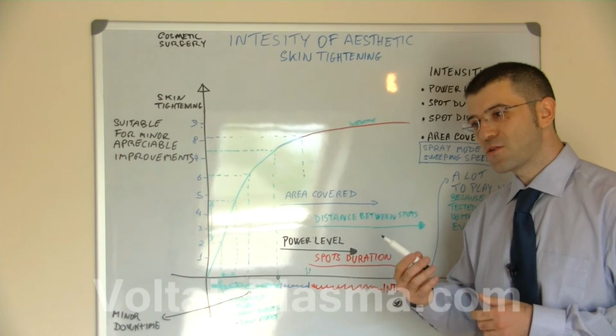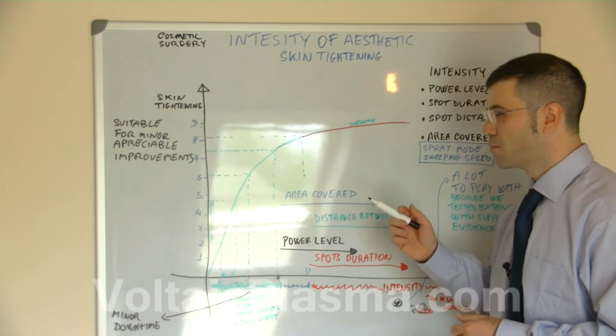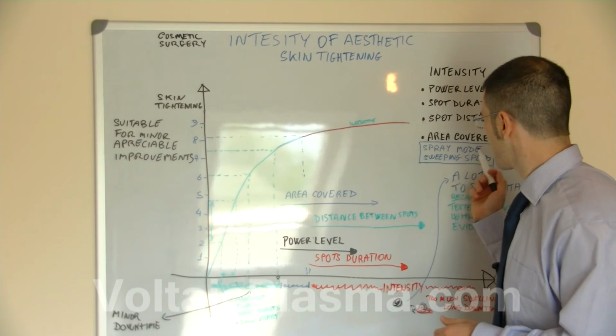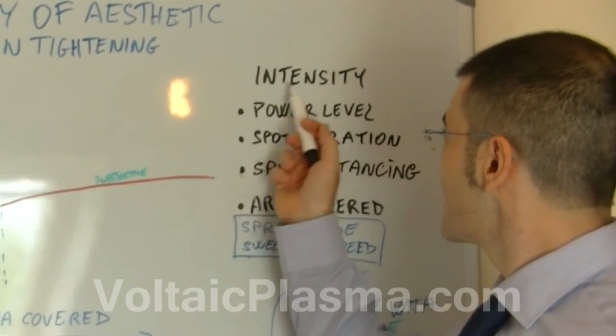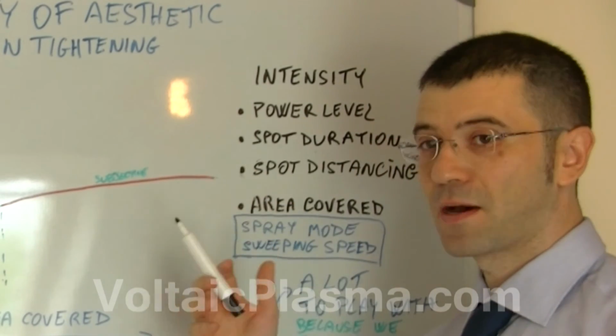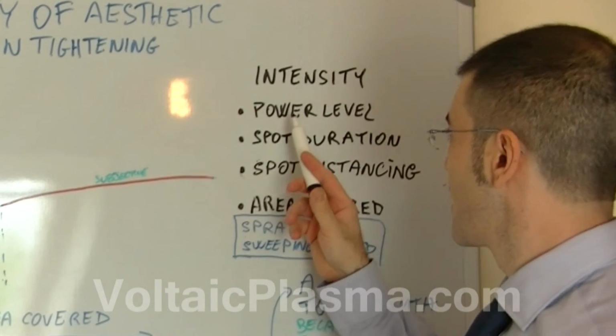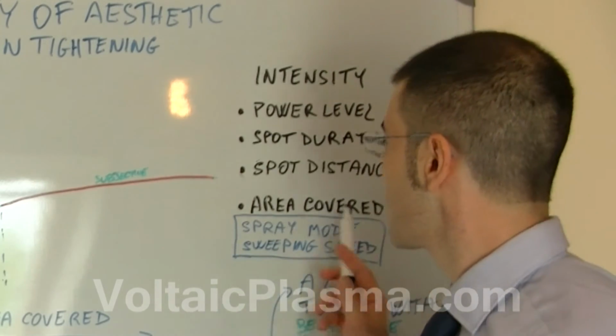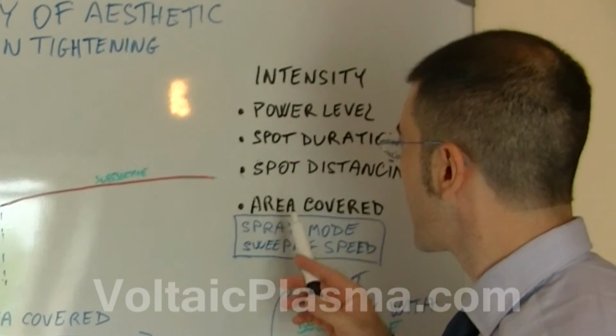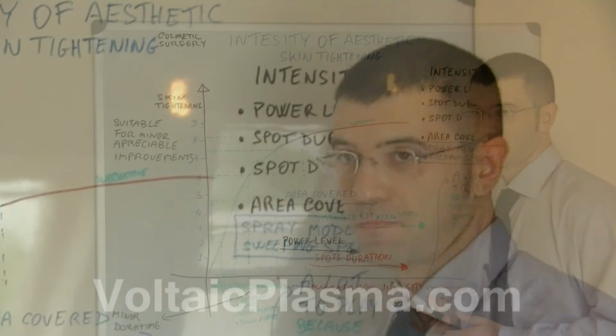Now, when you start getting experience with the use of electrical arcing for skin tightening, you sometimes may find that you will move automatically into the spray mode. When you're moving into spray mode, the intensity is going to be dictated by 3 factors. That is to say, the power level, the sweeping speed, and the area covered. So instead of playing with 4 parameters, you're playing with 3.